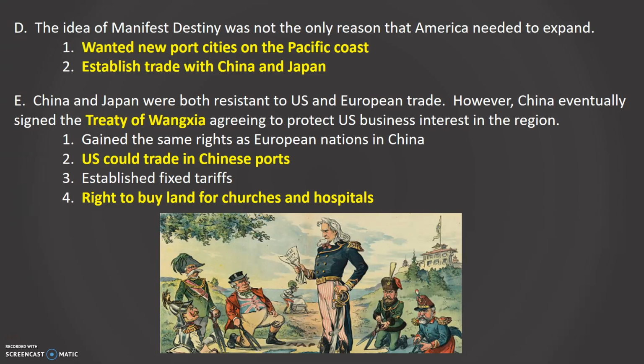So basically what it does is we gain some rights, the same rights as European countries in China, which is going to be important because we were not imperialistic, and some of China had been carved out by European countries as a sphere of influence. So it wasn't a true colony, but Britain or France or Germany had preferred trading rights in that area. The U.S. does also get the ability to trade in Chinese ports. We do have fixed tariffs that are going to be existing, so obviously the tariffs are going to be relatively low for us to import into China, and we do have the right to buy land for churches and for hospitals.